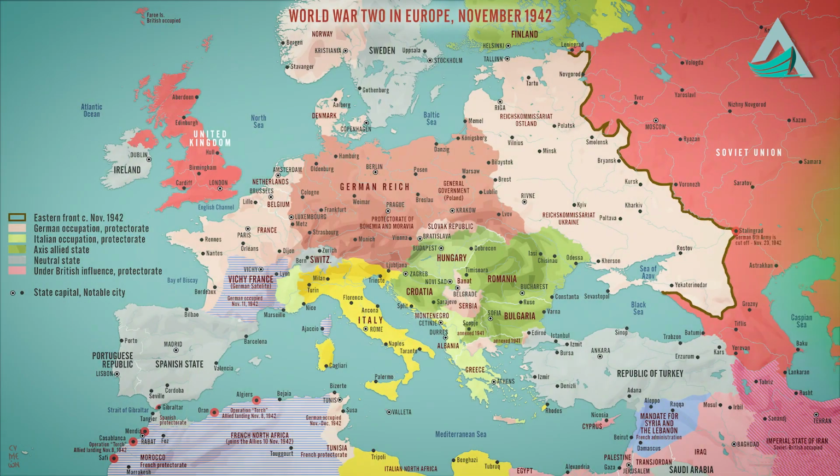By 1940, Germany had swiftly conquered Denmark, Norway, Belgium, and the Netherlands. In June, France fell to the Nazis. The swift collapse of France shocked the world. Europe, it seemed, was at Hitler's mercy.